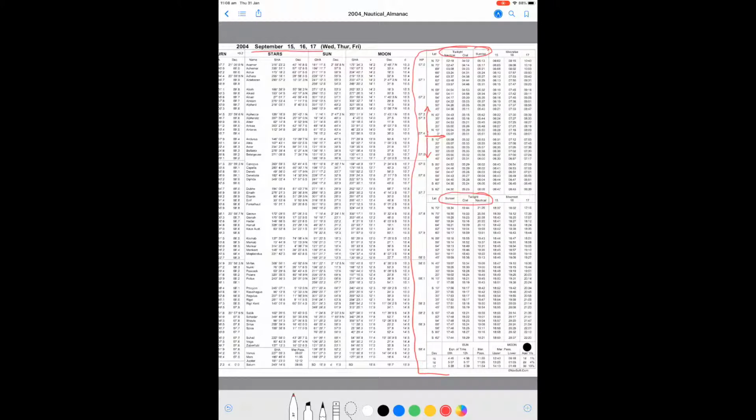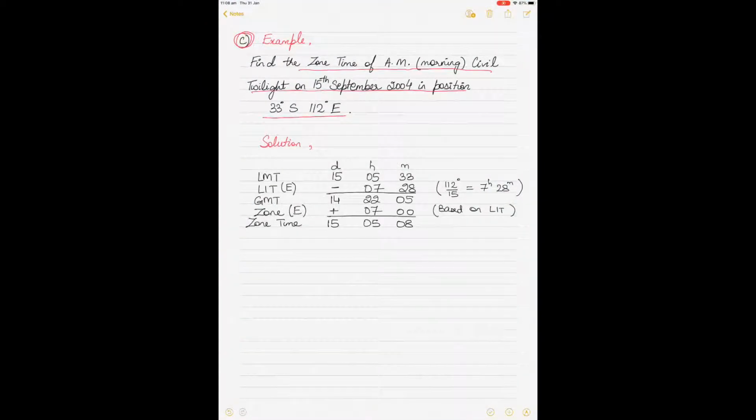Alright, so for 33 degrees south, if I need the civil twilight for morning sights, you can see that this is 30 and this is 35. The times are the same, it's 5:33 and 5:33 for 30 and 35 degrees. If it was different, we would have to apply a correction, but normally the times are not so different. So for 30 and 35, both its time is 5:33, so that's the time we'll take for 33 degrees south as well. So for 33 degrees south, we have the LMT time for 15th of September, it's 5:33.